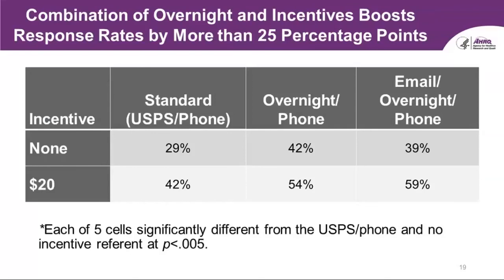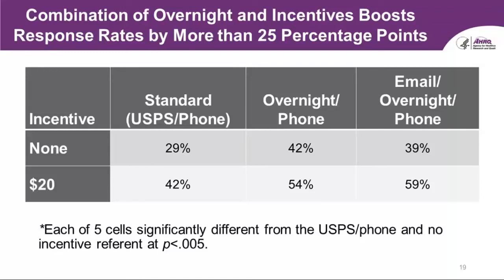And here are the actual response rates. And so if you look in the upper left corner, the 29% response rate that was achieved with the standard mixed mode approach is typical of what we often see with that approach in a difficult, hard to reach low response rate population, such as adults under 35. And then you can see that even without an incentive, you're looking at response rates that are closer to 40% by either adding the overnight component or having the 3-stage component.